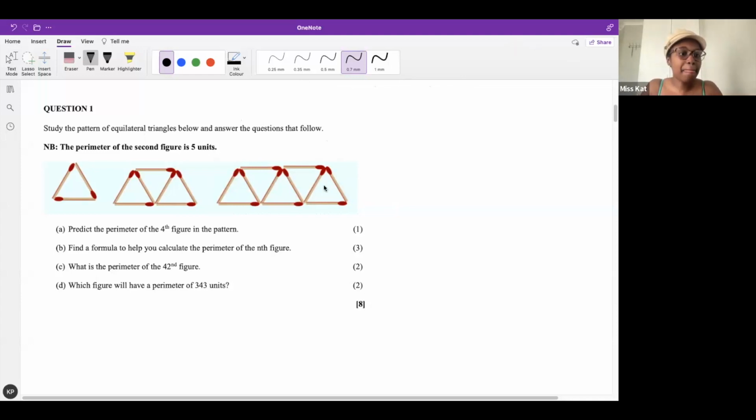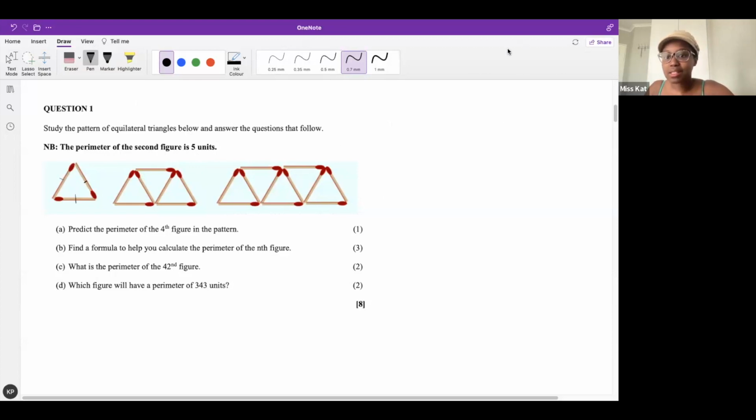Okay, now let's see. Study the pattern of the equilateral triangles below and answer the questions that follow. In this case, unlike it being a number of sticks pattern, it is a perimeter pattern. Do you see that? It says the perimeter of the second figure is 5 units. Perimeter means what? We are counting the outside of the shape, so you are not counting the sticks that are inside the shape, right? So let's see. The first one, there are only 3 on the outside.